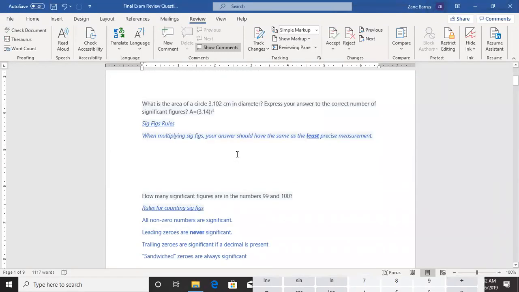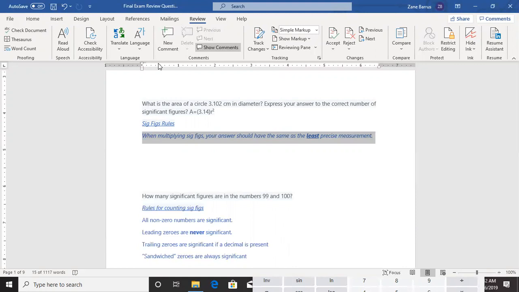Okay, what is the area of a circle 3.12 centimeters in diameter? Express your answer to the correct number of significant figures. So this question, as it states, is designed to assess your knowledge of significant figures. I even give you the formula for area of a circle right here in case you forgot it. But my little tip to you for now is that there is a rule for when you're multiplying sig figs. So here I typed it for you. When multiplying sig figs, your answer should have the same number of sig figs as the least precise measurement, okay?